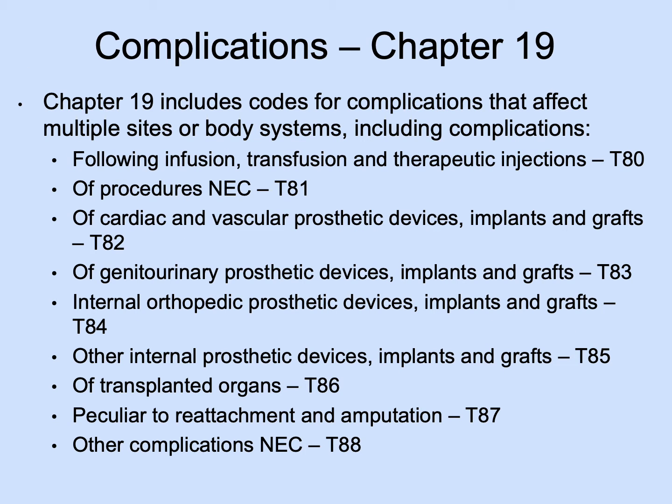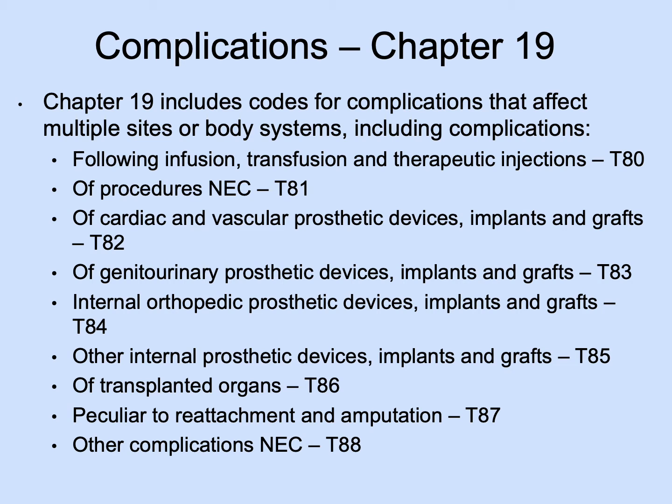Chapter 19, complications. We're going to talk about Chapter 19 and then complication codes, and then we're going to talk about codes for each specific chapter, the other chapters. Chapter 19 is injury, poisoning, and certain other consequences of external causes.